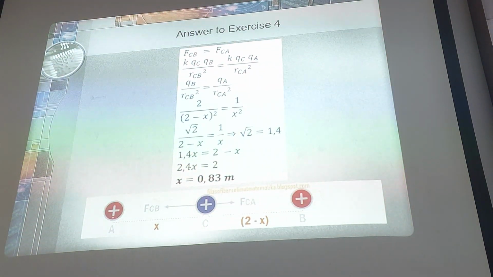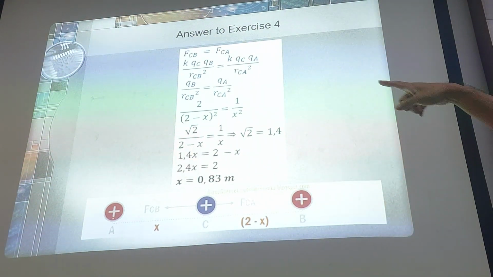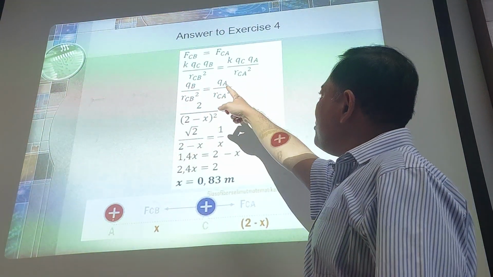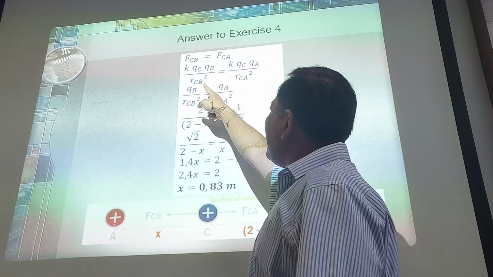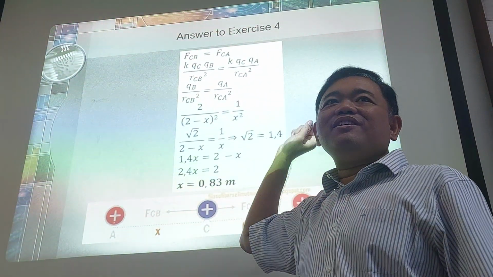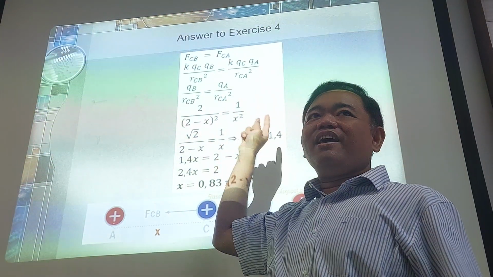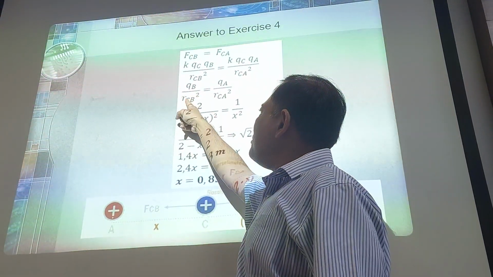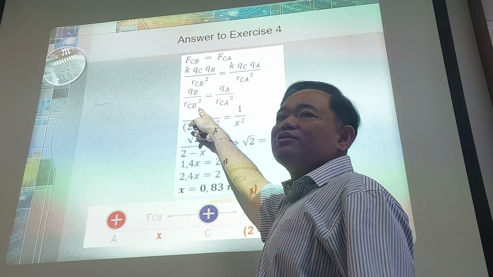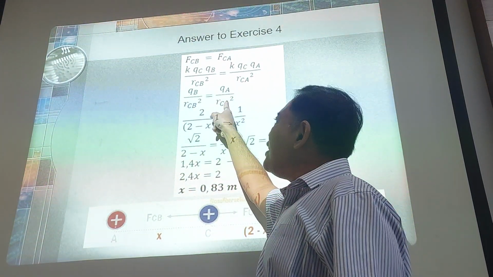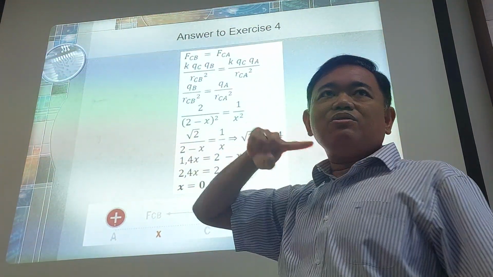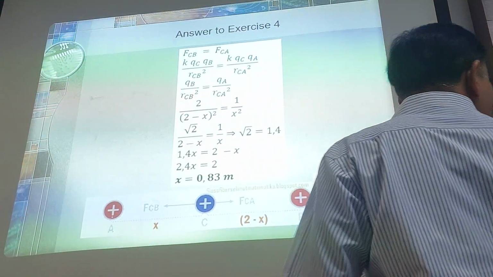It's shorter because we can eliminate. FC equal to FCA, put down the formula, and then we have QC. Just eliminate the QC, left and right. K is the same, eliminate the K. So we only have QB by RC squared and QA. Then QB was 2 and QA was 1.